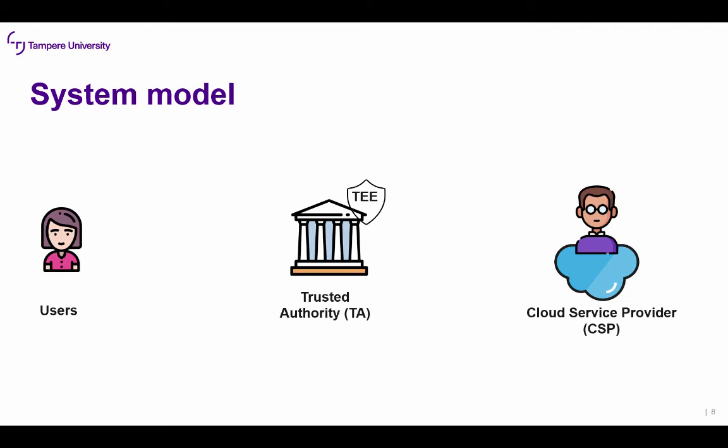Now, coming to our construction, our system model has three main entities. First of all, we have the users, then we have a trusted authority, that is trusted execution environment enabled. It means there's a TA running on the trusted authority, and TA is an entity residing on the cloud. And then we have also the cloud service provider or CSP.